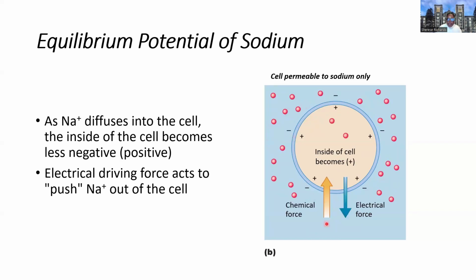So as sodium diffuses into the cell, it's going to leave behind a more negative environment outside the cell, okay? And initially, that is going to attempt to pull sodium back out. So sodium has a chemical force moving it into the cell based on the concentration gradient. And then initially it has an electrical force because we now have a more negative environment outside the cell that wants to pull it back to the negative environment.